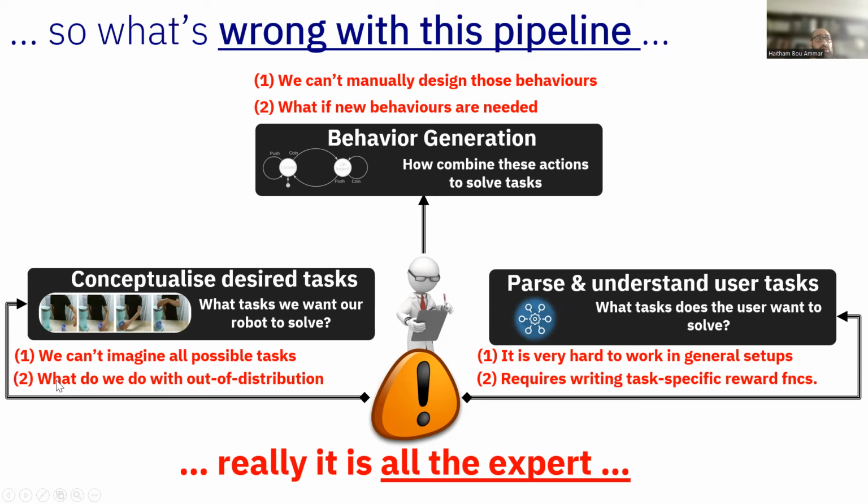And maybe the other question is, what are we going to do with out of distribution tasks? So I shipped you the robot, and then I designed a set of atomic actions. Now suddenly you wanted to solve a new task which is not covered by these actions. What are you going to do?